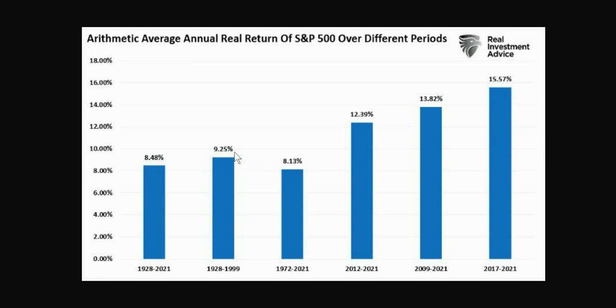Here's another chart. Arithmetic average annual real return of the S&P 500 over different periods. This is a different kind of chart. It's more of a bar chart. But you can kind of make an average out of this. I would certainly say the average is not 15% returns. That's not normal. The average might be closer to 10%, 11%, something like that.